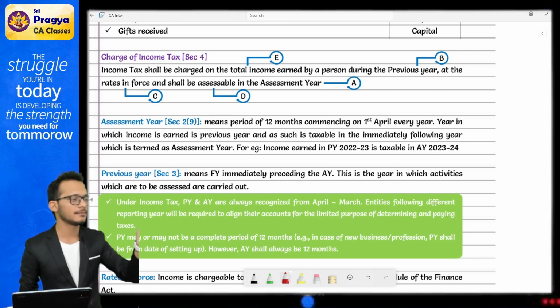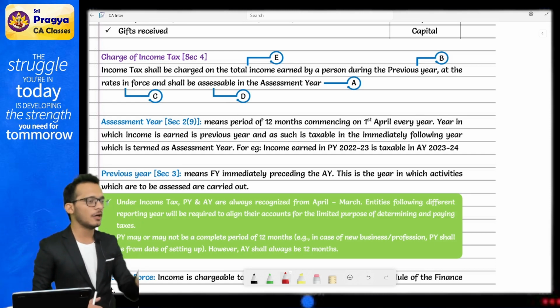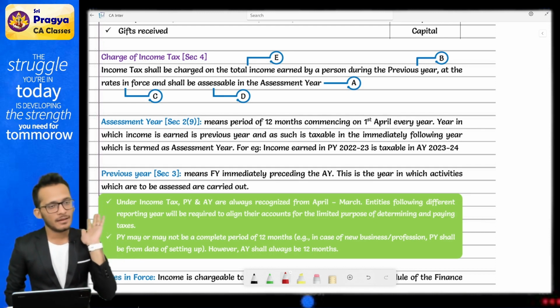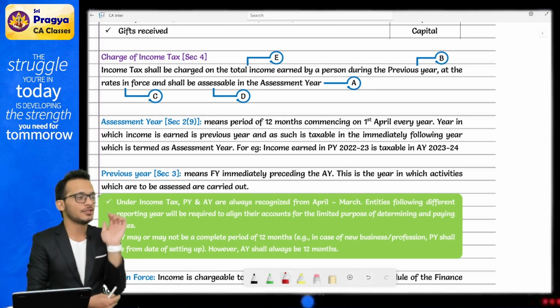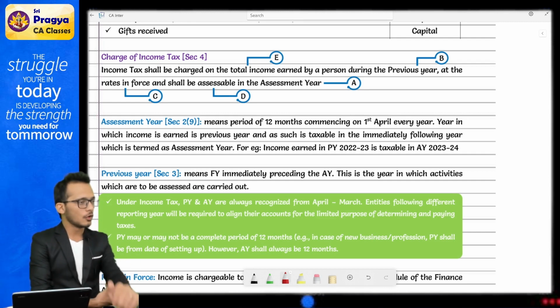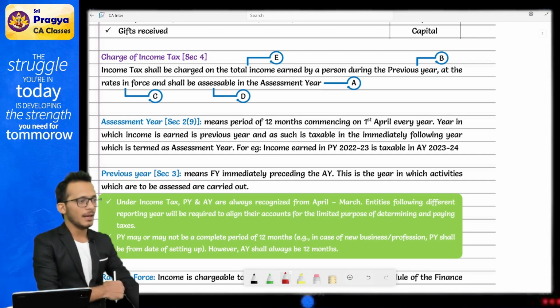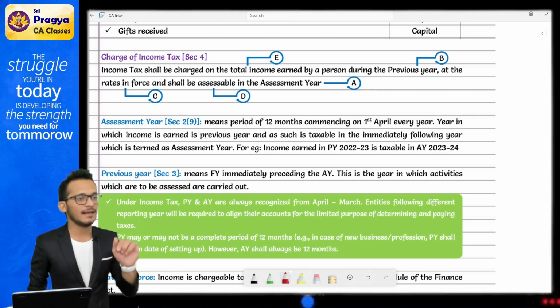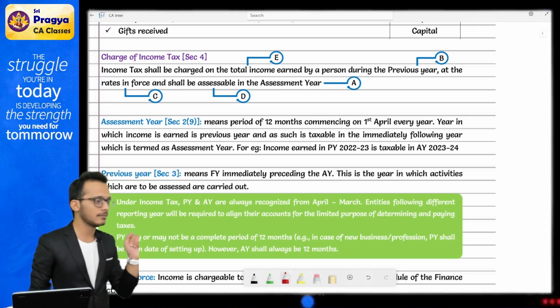Step number 6, at this point of time, you will get your gross total income. Then you have to club someone else's income. Step number 7, provide for any kind of losses or unabsorbed depreciation. Step number 8, you give your chapter 6A deduction or 10AA deduction, you will arrive at your total income. After you arrive at your total income, step number 9 is compute your taxes as per normal rates in force.